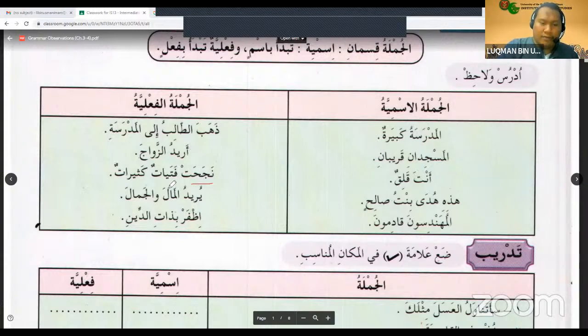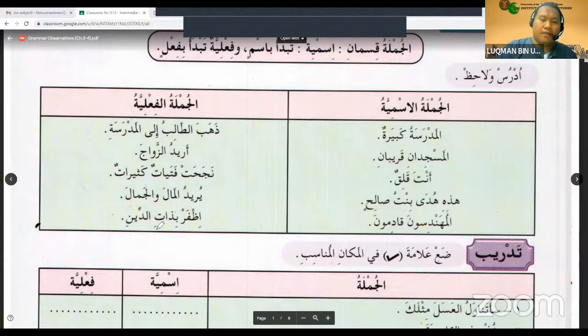Najahat fatayatun kathiratun. Many young ladies passed or were successful. Najahat, passed the exam or became successful. Yuridul mala wal jamala. He wants wealth and beauty. Yuridu, he wants. So, he wants wealth and beauty.